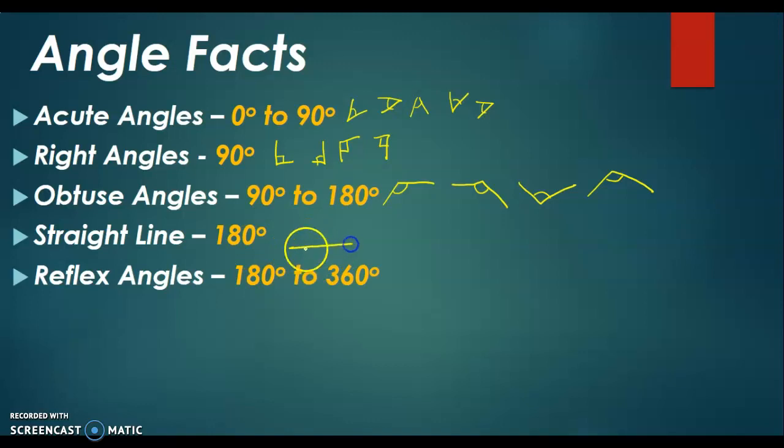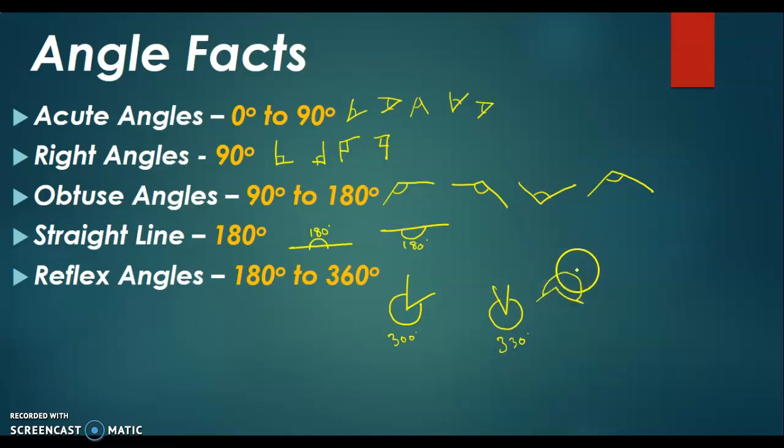A straight line, some people call it straight line angles, is just from here to here. On a straight line, it's 180 degrees, or this way, or upside down over here. Reflex angles are the ones that are bigger than straight lines. So if I draw this over here, that's about 300 degrees, or over here it is about 330 degrees, or anything that is bigger than 180 degrees. Those are reflex angles.